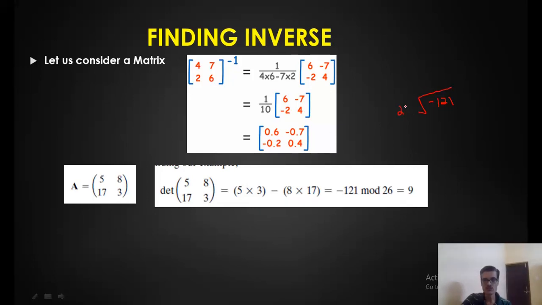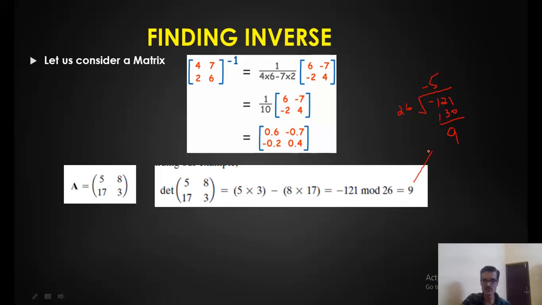Fine. So what we get: 26 minus, okay. How many times does it go? 26 goes 5 times, I believe that is correct. So 5 is the quotient, okay. So I'll get 130 here. When I subtract it, I'll get 9 as the remainder. So mod of minus 121 is nothing but 9.